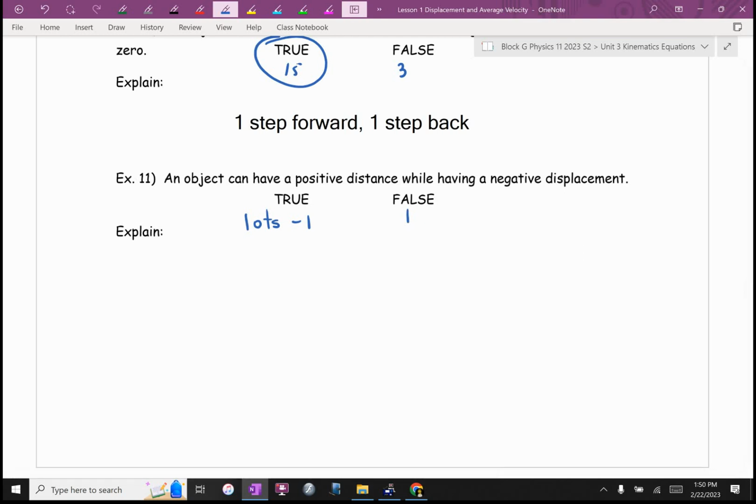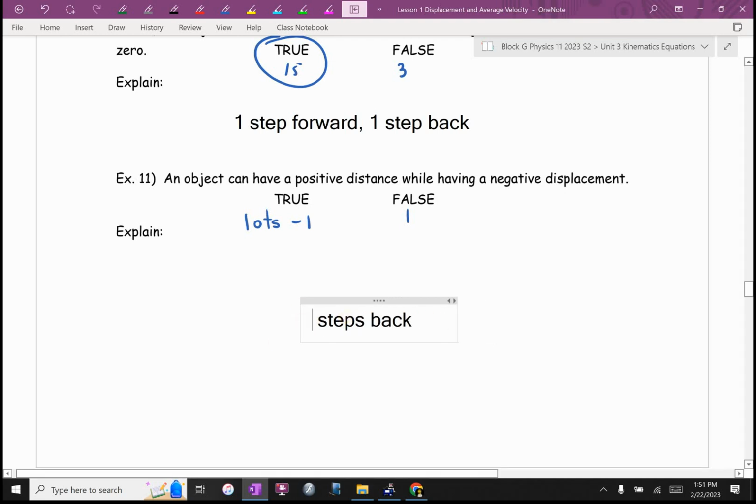True or false? What are you defending? One step forward, two steps back. Or how about just, what's your distance? 2. What's your displacement? -2.